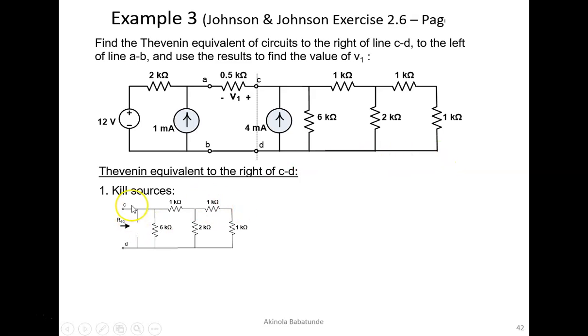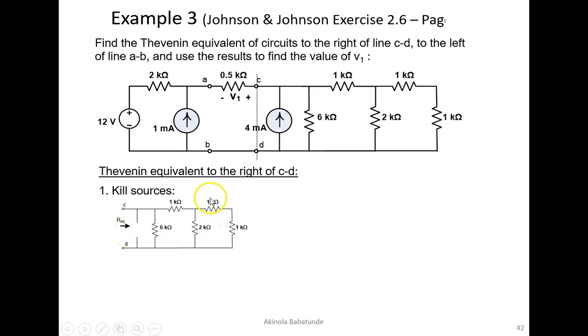So starting with CD, okay, so we draw a line on CD, and when we do that, this is exactly all we have left. And when we kill all the sources, there is only one source, and that is the current source. When we kill it, it simply means we are going to have an open circuit. When we have an open circuit, no current is going to flow through this particular branch, okay? And we can easily find our R equivalent when we do that. How do we find our R equivalent?